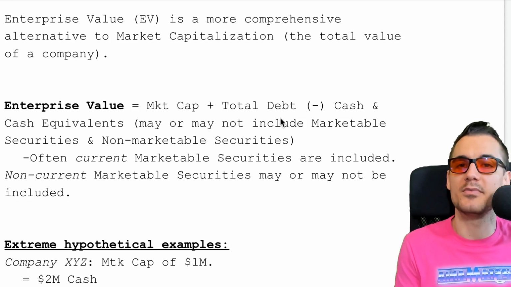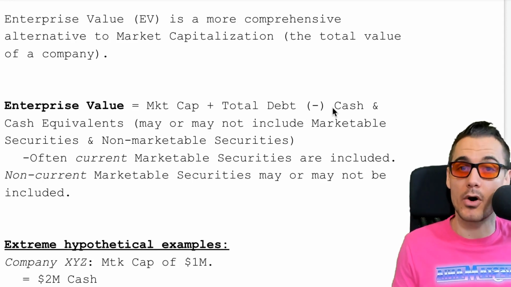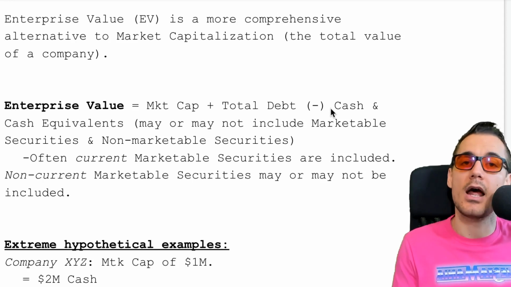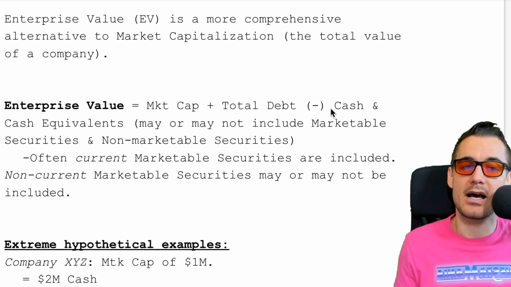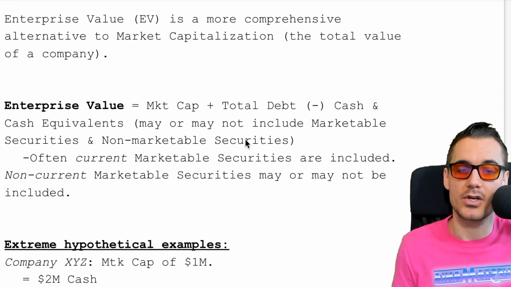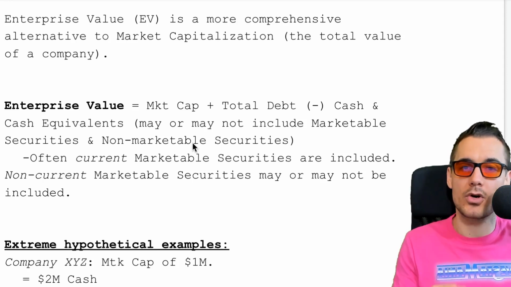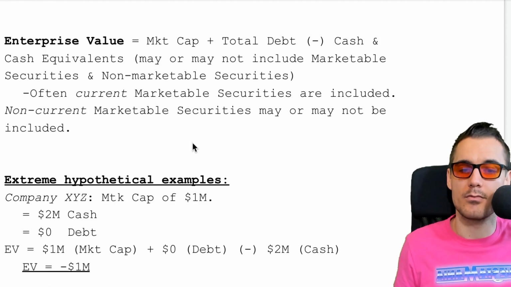Similarly, there are forms of debt which have a public market and can be easily bought and sold, and there are forms of debt which do not have a public market and are a lot more difficult to buy and sell. That would be a non-marketable security. And then again, remember, current is less than 1 year, non-current is more than 1 year.